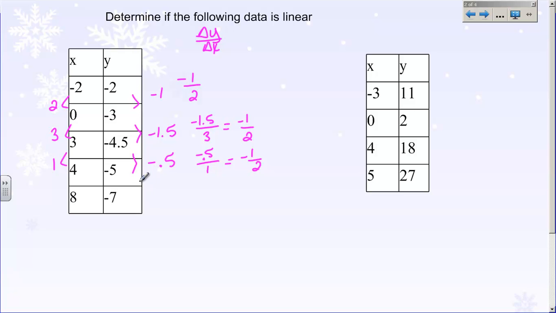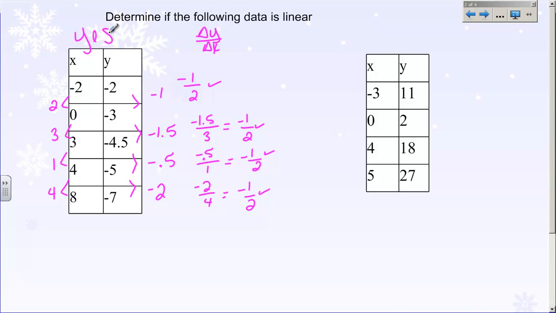So let's test the last one just to make sure there's no tricks going on. -5 to -7 is a change of -2. From 4 to 8 is a change of 4. So I have -2 over 4, which is the same thing as -1/2. Since all of my slopes are the same, then yes, this is linear because my rate of change is the same all the way through.